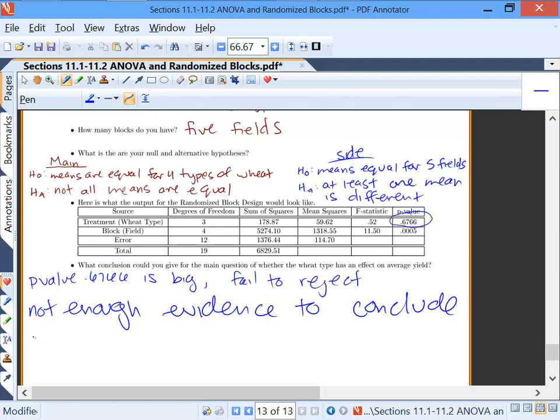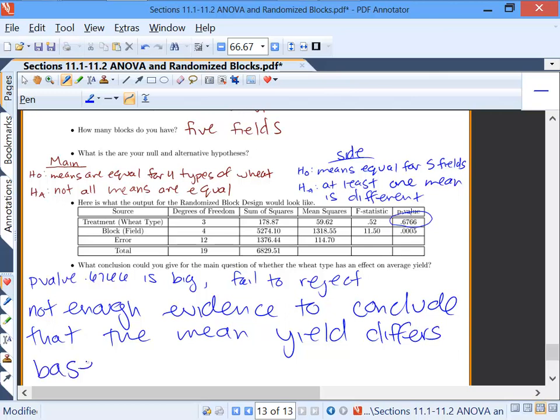Not enough evidence to conclude that the mean yield differs based on the wheat type. Okay, so really, we just didn't find any evidence that the mean yield differs. And in fact, that was a really big p-value. So I feel pretty safe saying that the wheat type is not making any difference here.